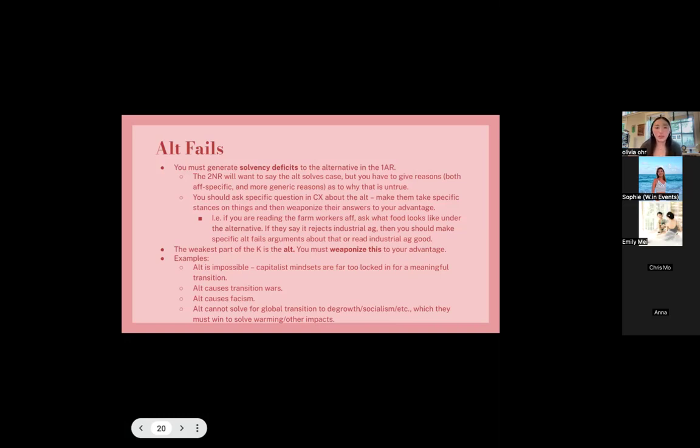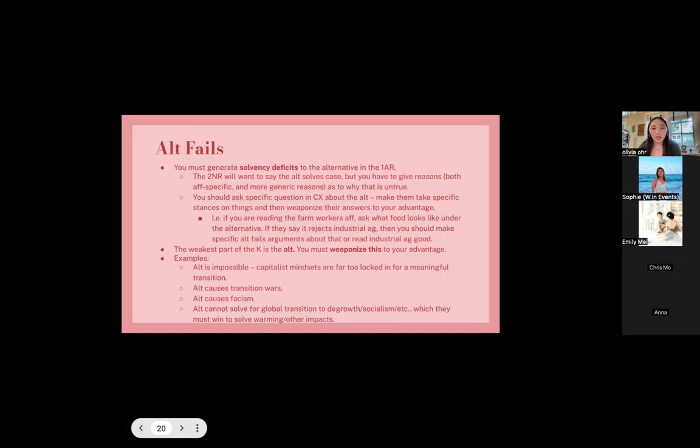Also, if you're reading the healthcare aff, you could ask what healthcare looks like under their model, and then you could read deficits for government-owned healthcare or something like that. And then most of the time, negs are pretty prepared for general alt concerns, but you should just ask specific questions because this is also just a good ethos moment, because it just proves reasons why the aff are good.